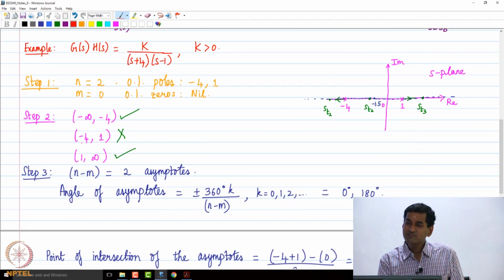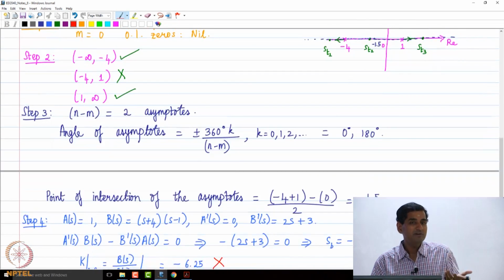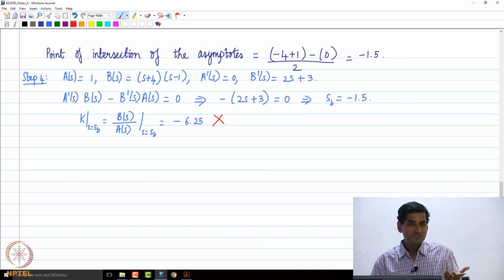So where is minus 1.5? Minus 1.5 lies between minus 4 and plus 1. Does the region between minus 4 and plus 1 lie on the root locus? No. From step 2 we know that minus 1.5 cannot be on the root locus. That is enough to show us that there is no breakaway or break-in point, but still it is better to calculate k. Things will not turn out this way all the time, and that is a better way to process this information, right?